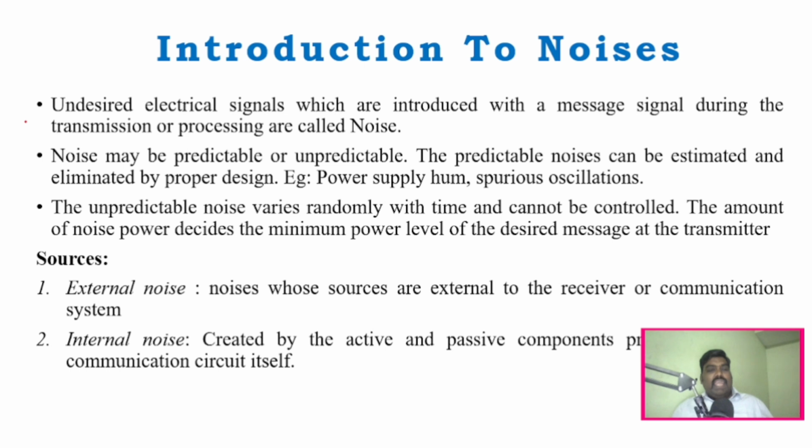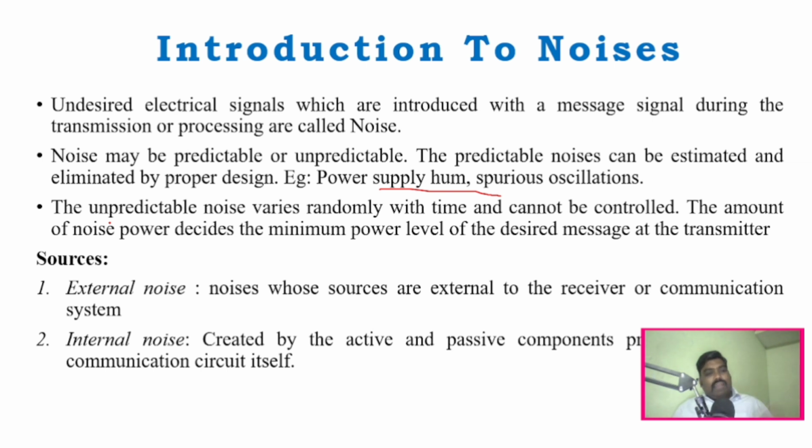As I said, noise is the undesired electrical signal which is added with the original message signal during the transmission. And this can be predictable or unpredictable. If it is predictable, we can definitely eliminate it by proper design of the filter. For example, power supply hum, spurious oscillations, all those things can be removed by proper design. Whereas if it is random, we cannot control it, so we have to make some effort to reduce the level of that noise so that we can recover the original message signal properly at the receiving side.